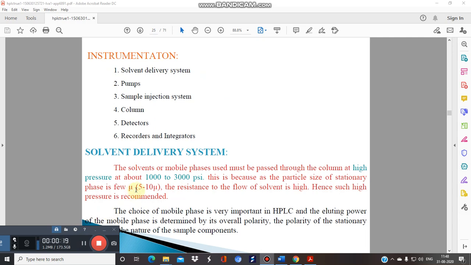So the solvent delivery system, as we know, the solvent reservoir, or you can say the mobile phase, has to pass through at a high pressure. And how much pressure do we have to maintain? Approximately 1000 to 3000 psi. Sometimes we will increase it, and you will see 5000 psi as well.